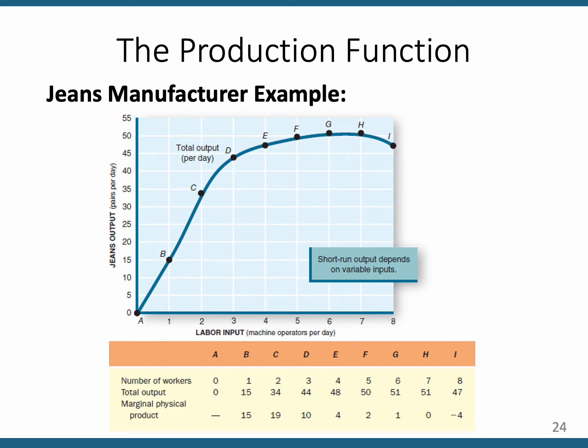This is Chapter 7 of The Microeconomy Today by Schiller and Gebhardt, published by McGraw-Hill. We're talking about the production function. This is the chapter on the costs of production, and we begin by talking about the production function.